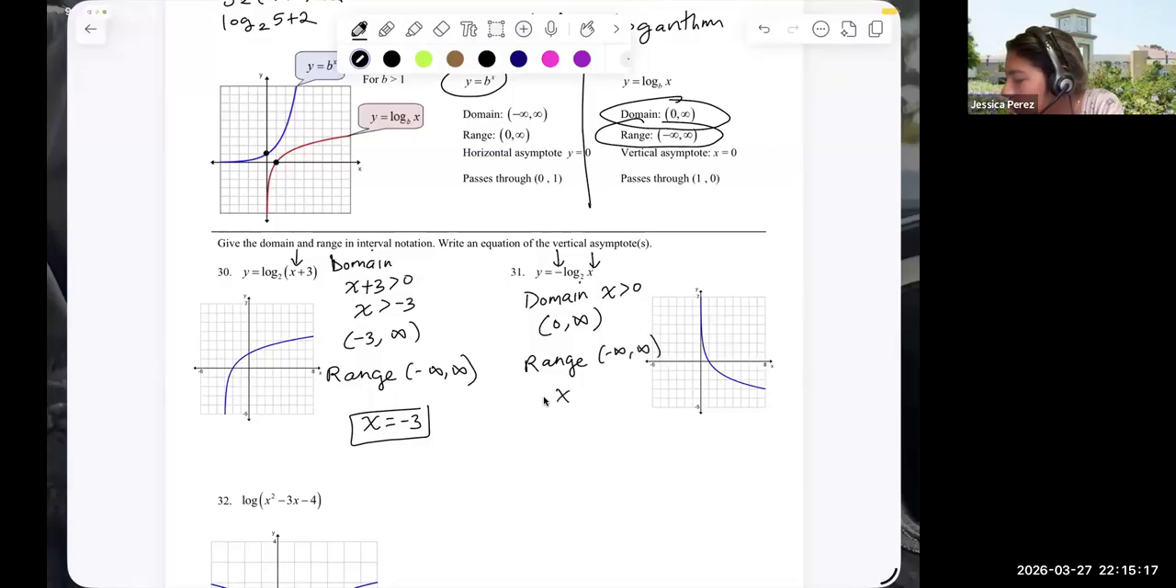And the vertical asymptote is again at x equals 0. That's the vertical asymptote, which is going to be the y-axis in this case.